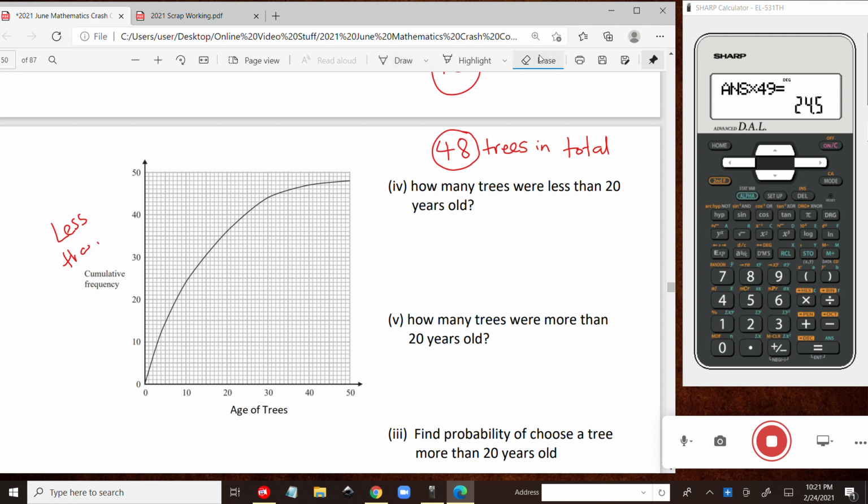I didn't work out too good, so I'm going to erase that. All right. It's automatically less than. So they want you to figure out how many trees were less than. Lucky for you, they are asking a less than question. 20 years old. So the x-axis tells us the tree, and they're talking about 20 years old. So we look for 20, and this time we go upwards instead. And when we go upwards, we will come in contact with the graph, and then we will go across.